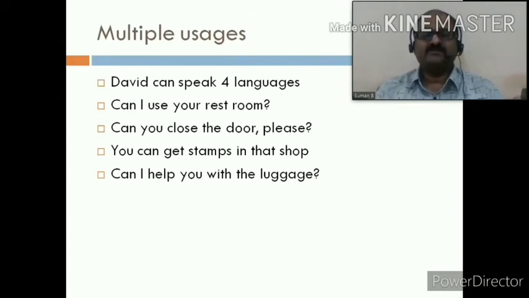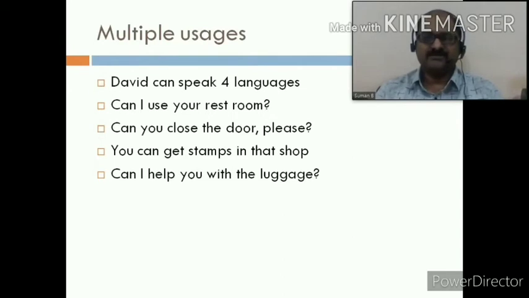Look at all these expressions and see whether the usage of can is the same in all of them. Just think for a while. I want all of you to think and see if can is being used here in the same way. As you can see, David can speak four languages. What does this refer to? Ability, right? David has the ability to speak four languages.